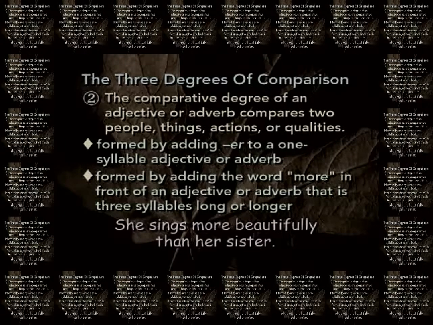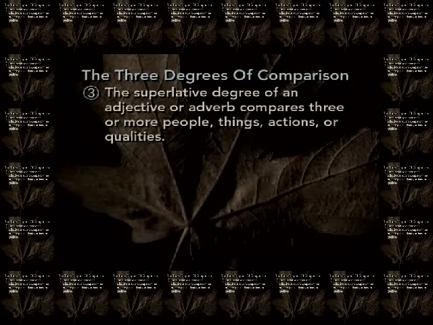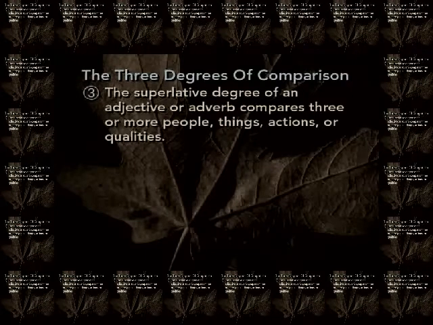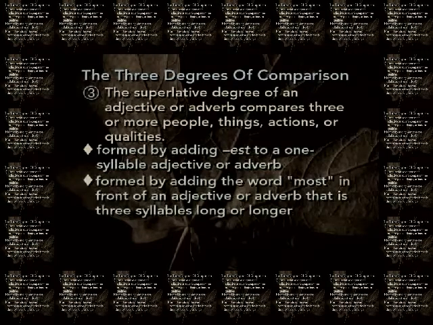And beautifully is a long adverb. And therefore, more beautifully is the correct way to form the comparative degree of the adverb. We've talked about the positive degree and the comparative degree. The third degree is the superlative degree. The superlative degree of an adjective or adverb compares 3 or more people, things, actions, or qualities. It is formed by adding est to a one-syllable adjective or adverb, or by adding the word most in front of an adjective or adverb that is 3 syllables long or longer.